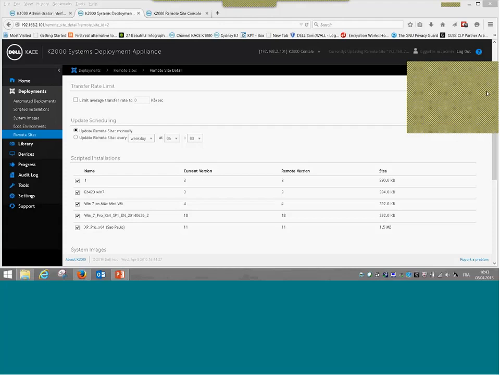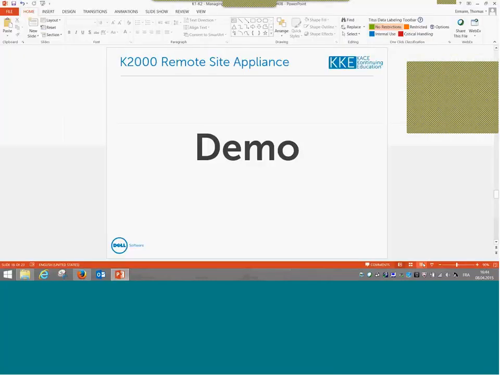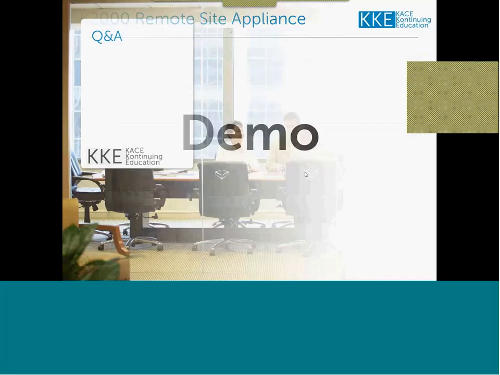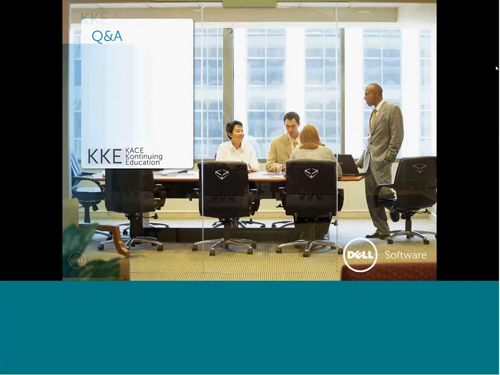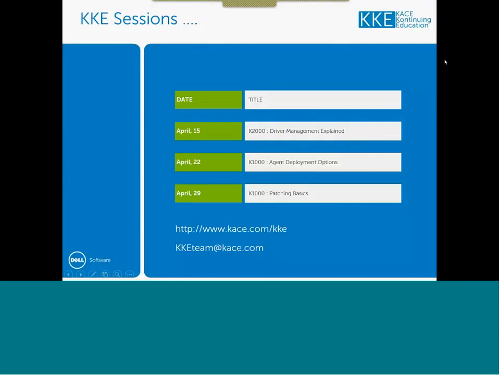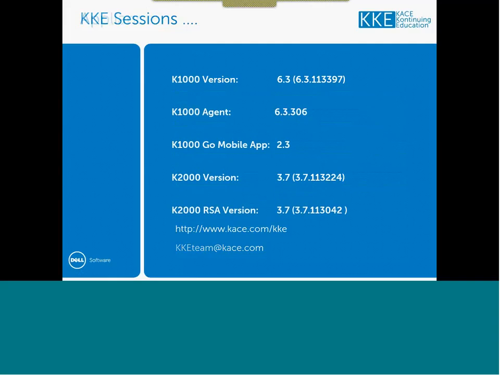So let me go back in a few seconds to my presentation, and then we are there. So if there are no further questions, let's move forward and see what is waiting for us again. Next week we'll have the K2000 driver management. On April 22nd, we'll have the agent deployment options. And on the 29th, we'll have patching basics. Of course, this is the environment. Today's environment was on K163 and on K237.